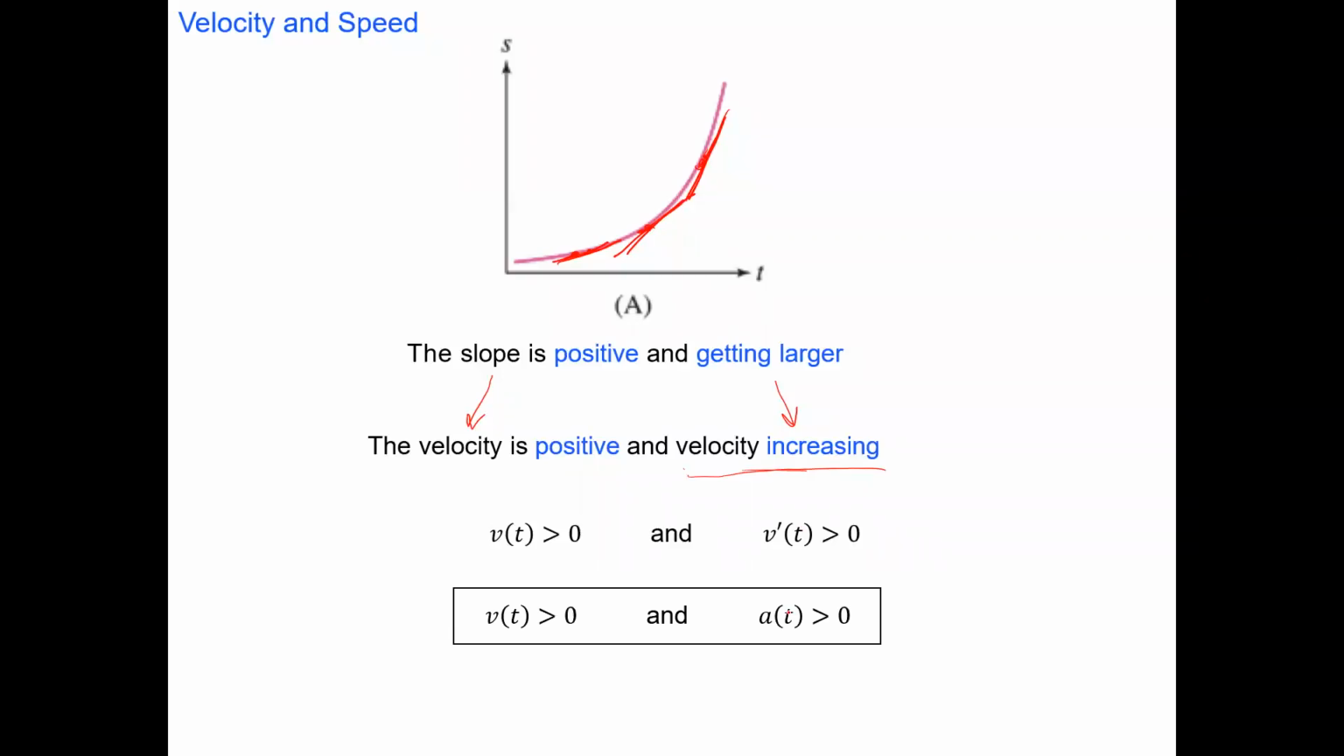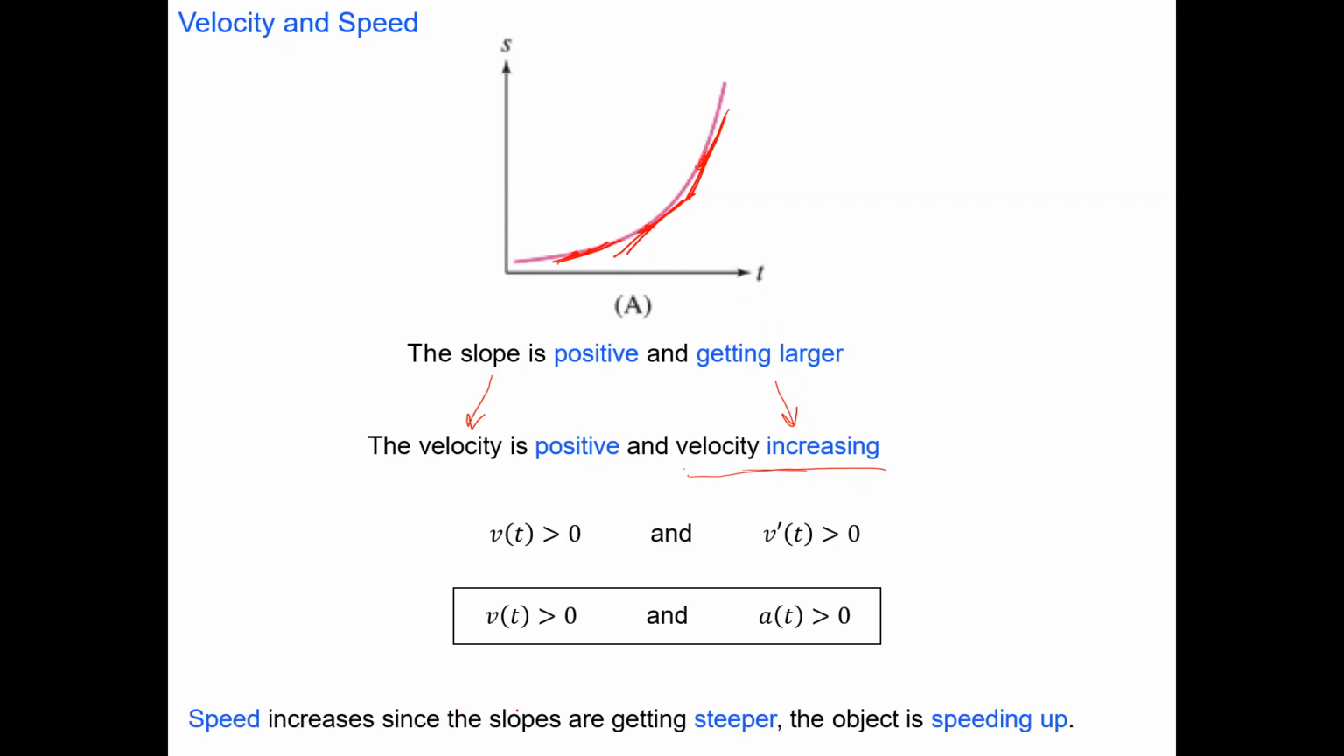And if we have this situation, we can basically say, because everything is positive, speed is the absolute value of the velocity, but velocity is positive, then I can say that speed is increasing.